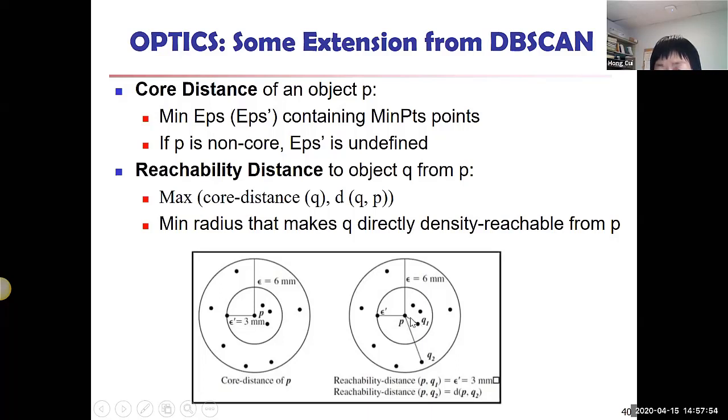So in this example, Q1 and P have a distance which is smaller than epsilon prime. Therefore, the reachability of object Q1 from P is actually epsilon prime. If we have this Q2, and the distance between Q2 and P is greater than epsilon prime, then the reachability is this distance. So it's either the core distance of P or the real distance from the data point to this core point, if this distance is greater than the core distance.